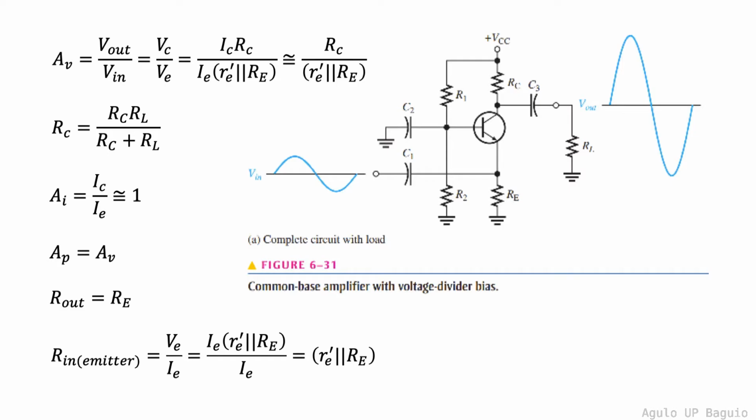Looking into the collector, we see that the output resistance is just the collector resistance. The current gain is obtained from the collector current divided by the emitter current, and since they are approximately equal, the current gain is unity. The power gain is then just equal to the voltage gain. As seen by the input AC signal, the input resistance at the emitter is given by the equation as shown.